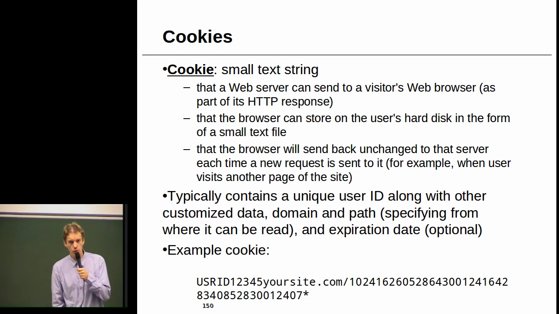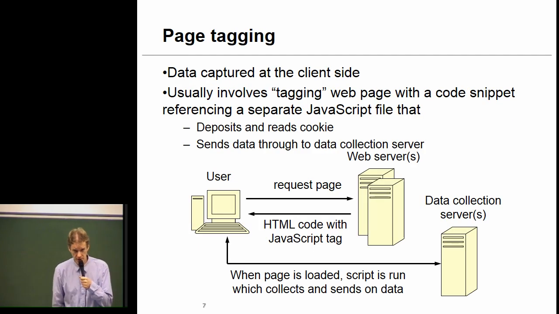Page tagging is a third way of collecting information about your visit, and this is client-side data collection. It's not server-side, but client-side. That's really very important. And the way it works is as follows. The user is going to request a page from the web server, let's say from Amazon. Then Amazon is going to send the HTML code of the page, and in that HTML code, there is a JavaScript page tag. There's a reference to a JavaScript program, which is typically stored on a data collection server. Let's say Google Analytics. Google Analytics is a well-known example of page tagging.